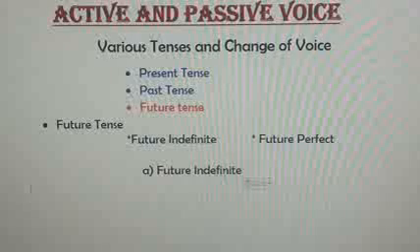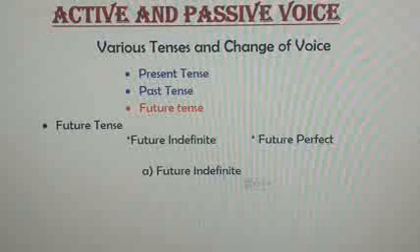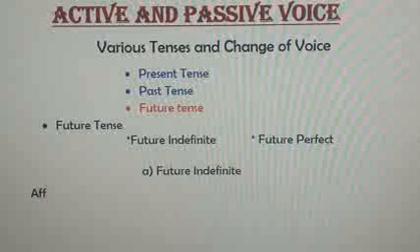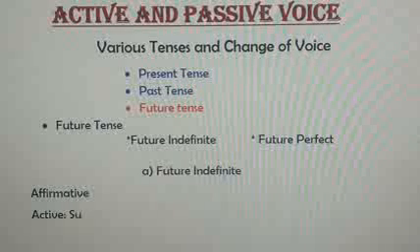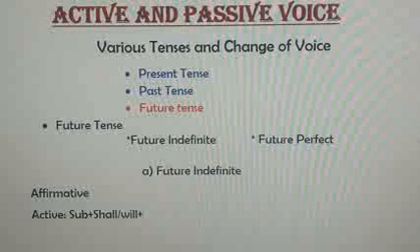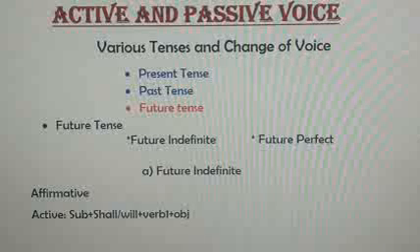So first of all, we will learn about the future indefinite, and I will start from the affirmative. Now I will write the structure for active voice. There will be the subject first of all. After that, we need to put a proper auxiliary verb. In the future tense, the auxiliary verb will be shall or will. And in the future tense, we use the first form of verb, and after that, we will place the suitable object.